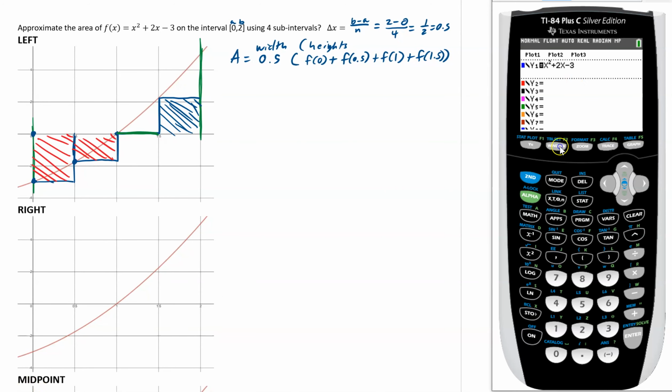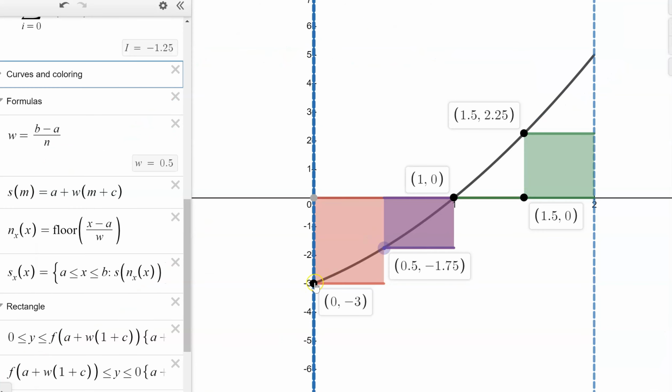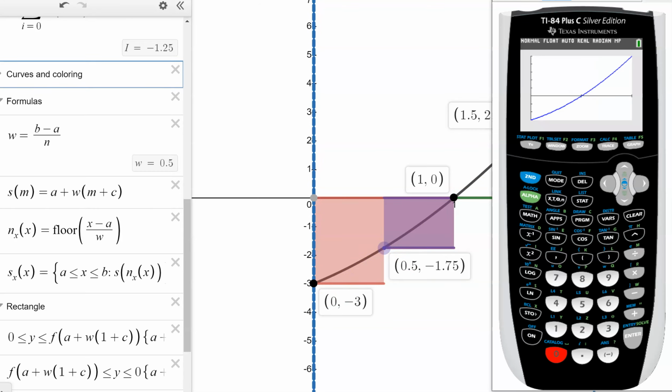So we plug in our function, we hit window, and we go from 0 to 2. That is our partition. And then we have already our lowest is negative, our highest is positive. So if we hit zoom fit, which is zoom 0, it's going to graph exactly what we need from the lowest to the highest. And again, we can use the table function to do this. I mean, you can even just use Desmos. So we got -3, -1.75, 0, and 2.25, because it's just the left endpoints, the intersections of the function with our rectangles. So we could just use those as well, but I want to keep this with the TI.